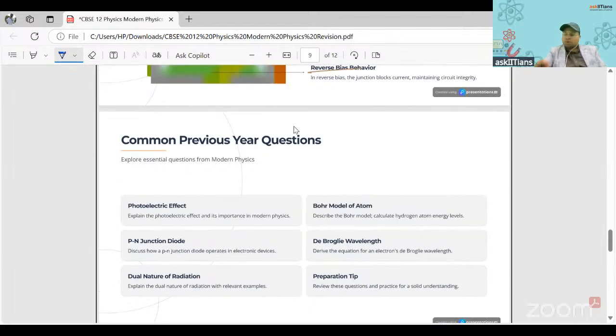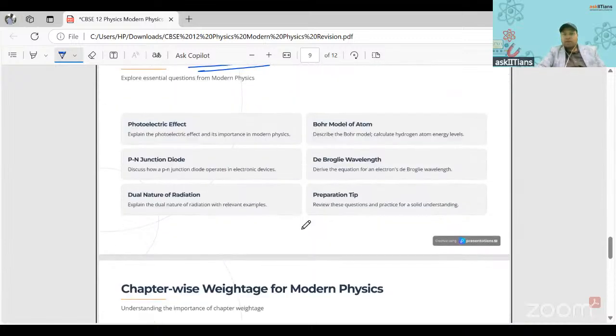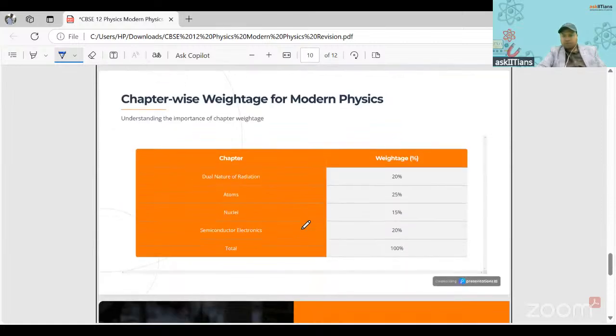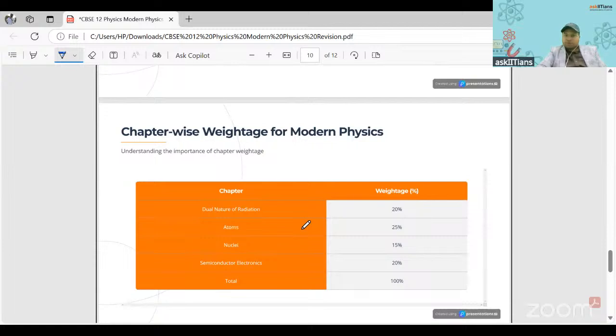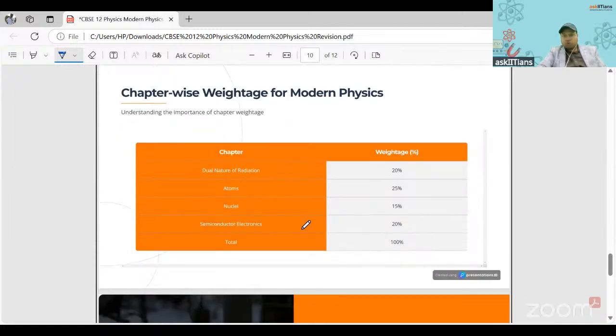The most important thing I told you previously also is that previous year questions, like CBSE previous year questions, are very important. So we'll be covering them in today's class with regards to modern physics, this webinar. And chapter-wise weightage you must know, as I have already told you.